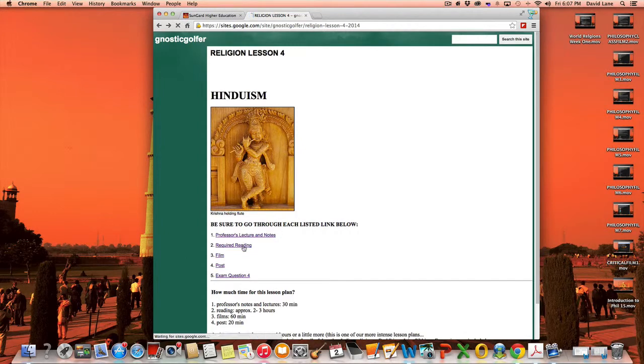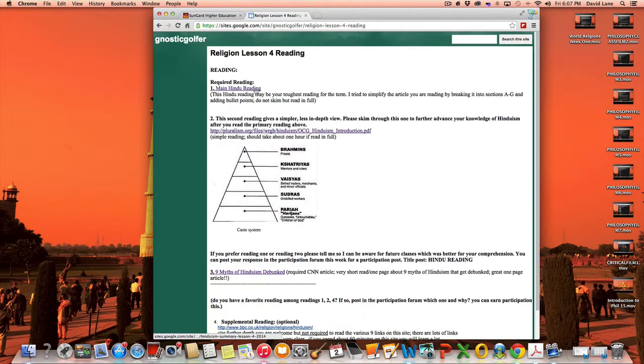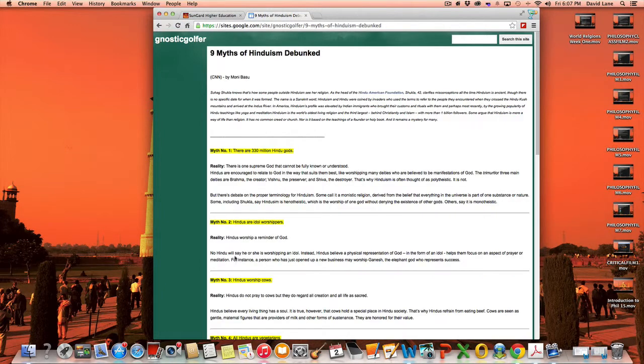Okay, the required reading for Hinduism. There is the required main reading, and it's quite thorough. And then the secondary reading offers a simpler, less in-depth view, but I also require this, to spend half an hour to an hour reading that. And then this is 9 myths of Hinduism debunked, and it addresses very quickly, in one page, just 9 misconceptions we have about Hinduism.